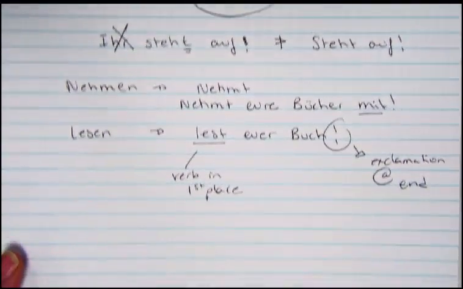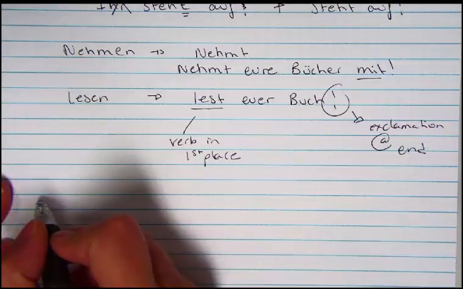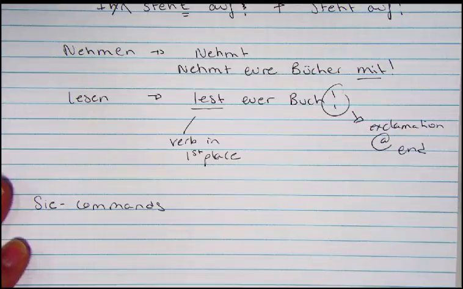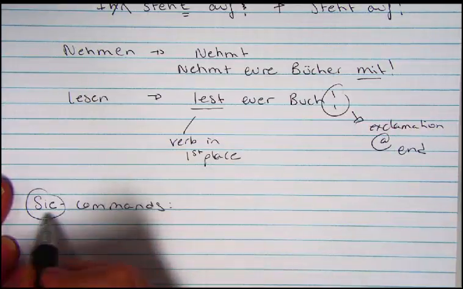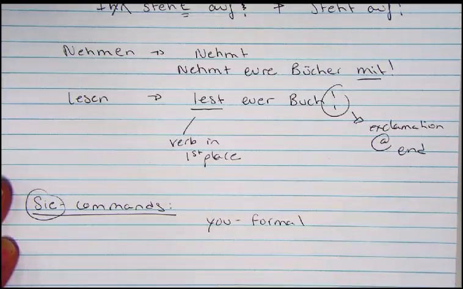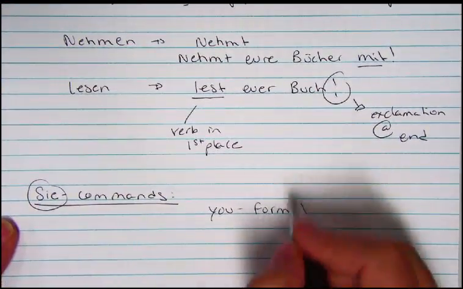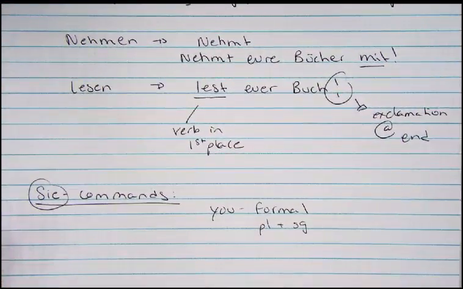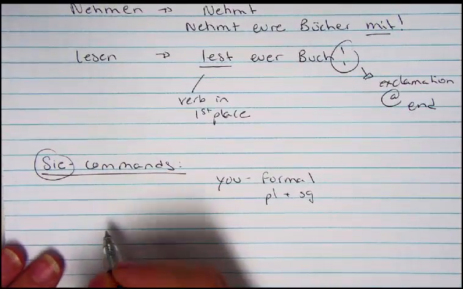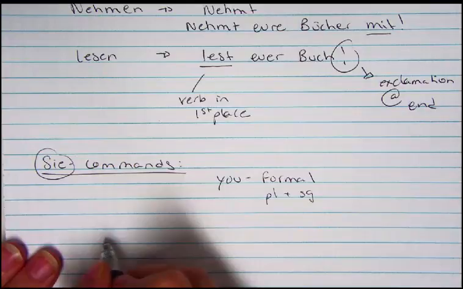Okay, then we have one more. We have the Sie-commands. And Sie, of course, is our formal you. You formal. And again, just to refresh your memory, you formal is used for both plural and singular, even though it looks like a plural conjugation. So we use it for both plural and for singular. Now, in order to make a Sie command, you're still going to use the Sie conjugation, so that means you're going to usually end up with the infinitive.